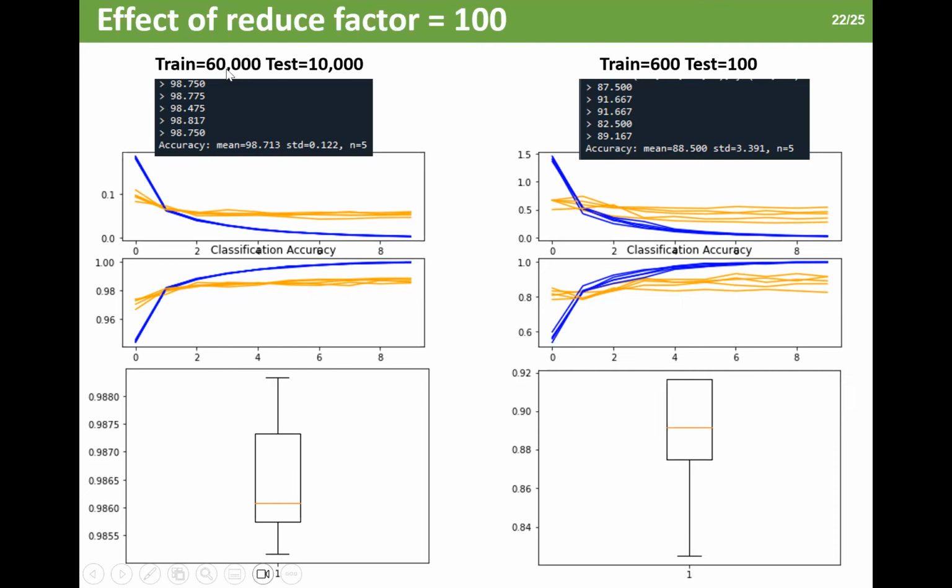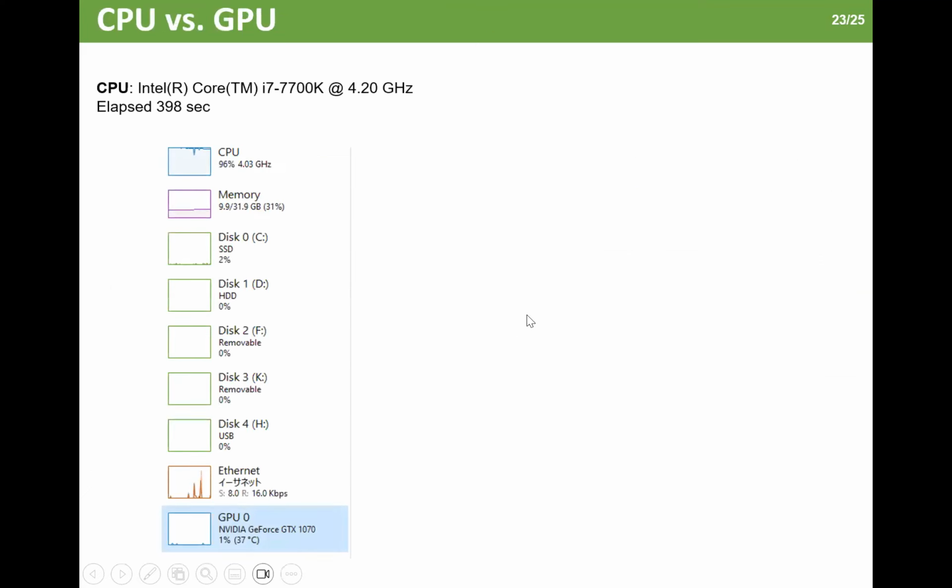But if you run on the full data, if the reduction factor is 1, meaning 100%, then we get up to like 98%. And you see the statistics here. If we're only using 600, you see there's a standard deviation in our result here. But if we use all 60,000, we have better statistics. But we don't have time in this class to do this.